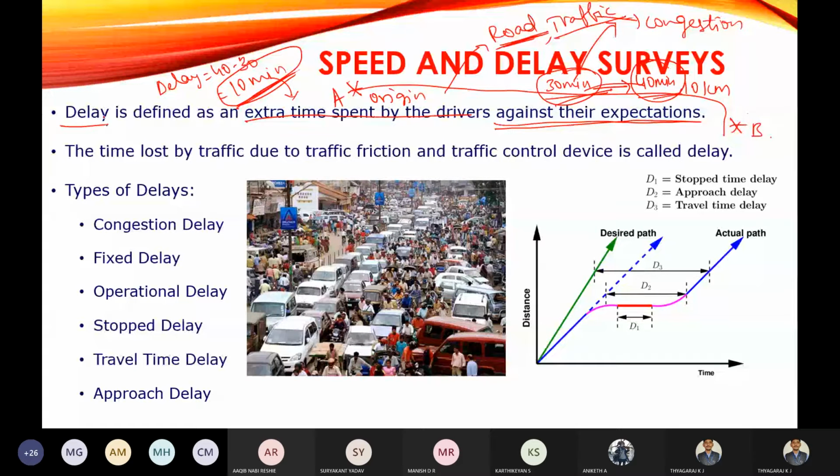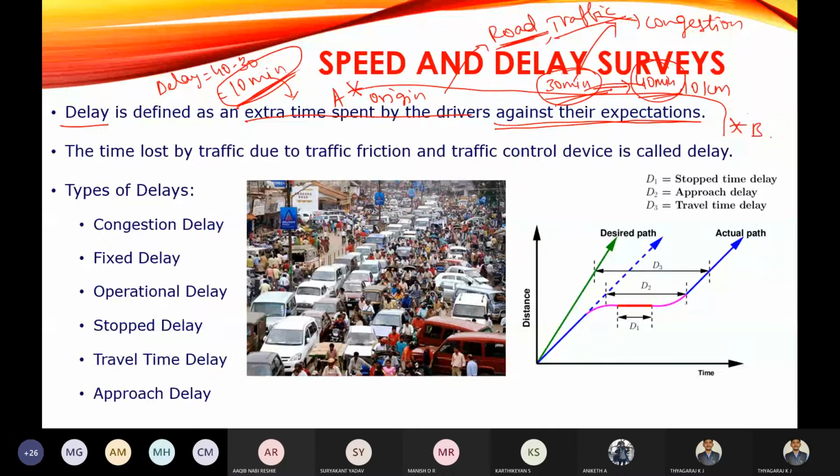Is it clear what I mean by delay? You can leave a message, or you can unmute yourself and answer me, or you can leave a message in the chat section also. Is it clear? Delay.